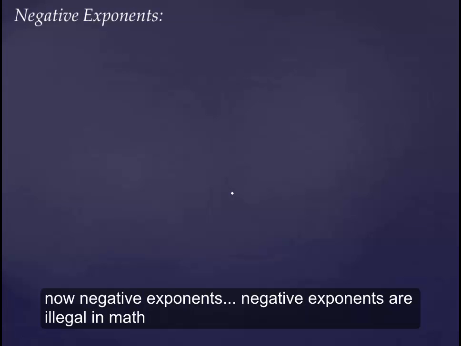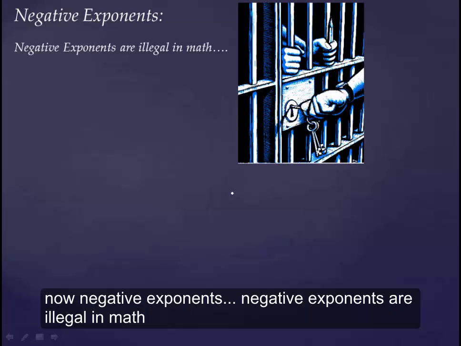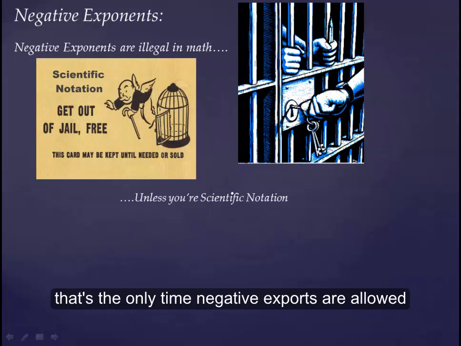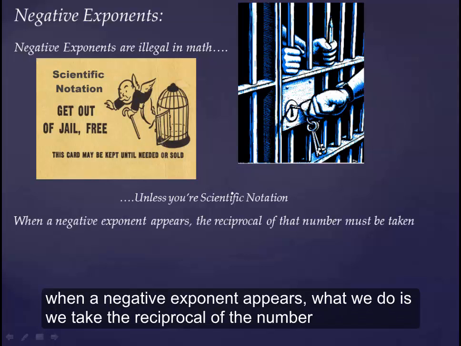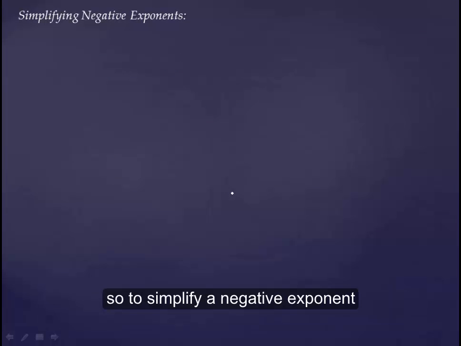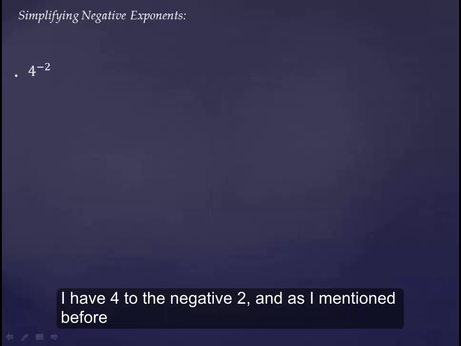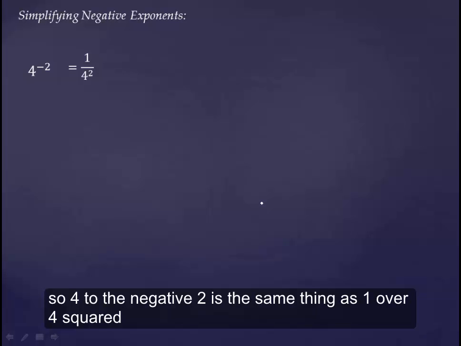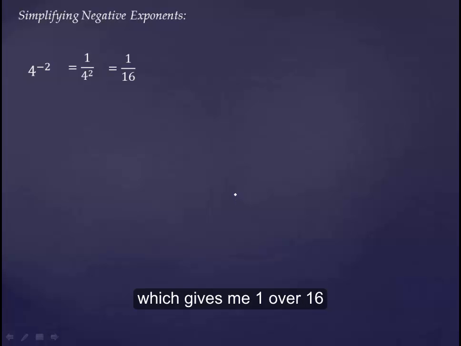Now, negative exponents. Negative exponents are illegal in math, unless you're in scientific notation. That's the only time negative exponents are allowed. When a negative exponent appears, what we do is we take the reciprocal of the number. So to simplify a negative exponent, I have 4 to the negative 2, and as I mentioned before, negative exponents are illegal, and so since they're illegal, we throw them in the basement and make them positive. So 4 to the negative 2 is the same thing as 1/4 squared, which gives me 1/16.